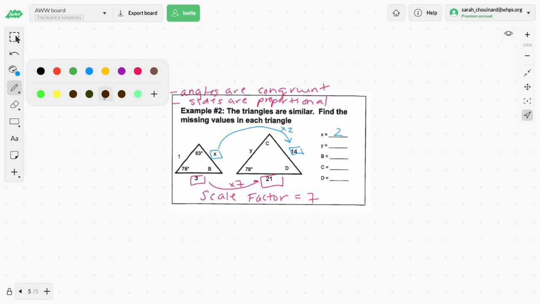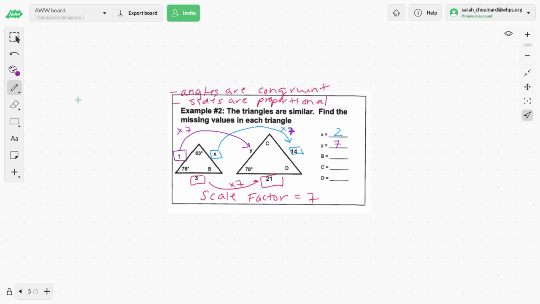To find y, I'm going to take 1 and multiply it by 7. So y needs to be 7, so that all the sides can be proportional. I wrote times 2 here, but I meant times 7.